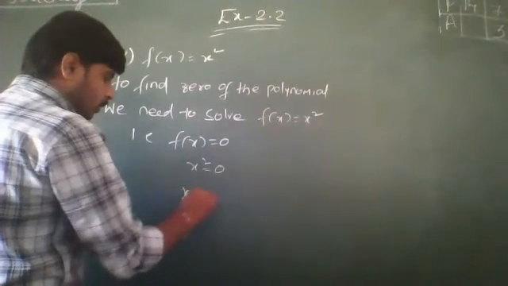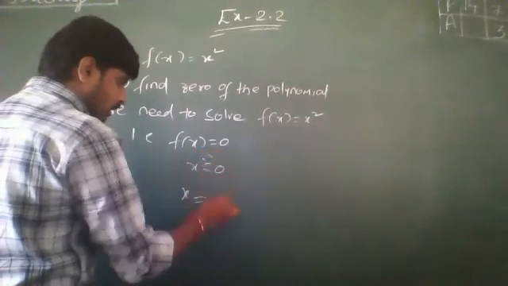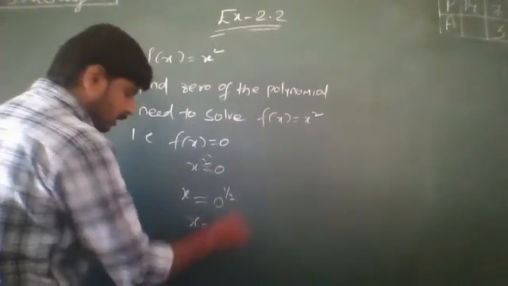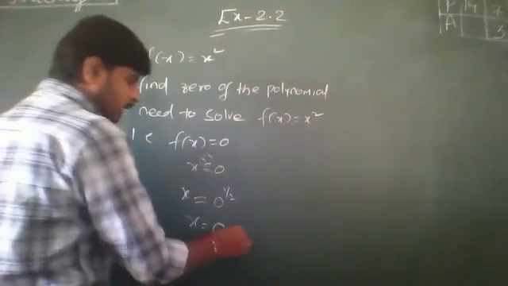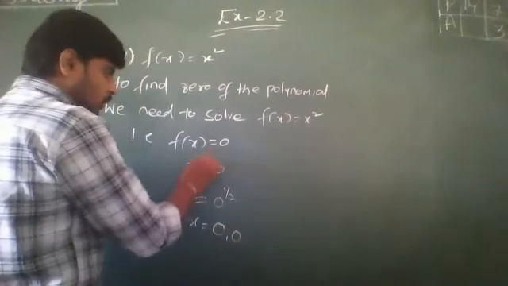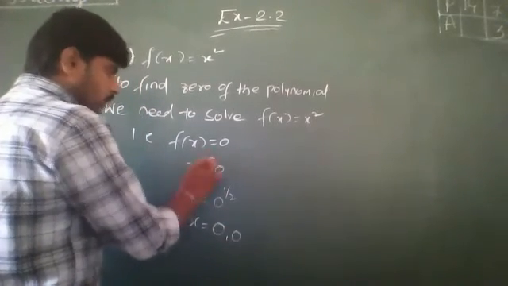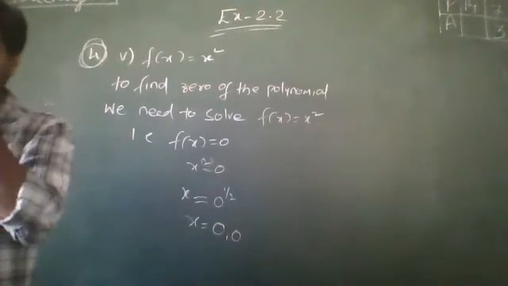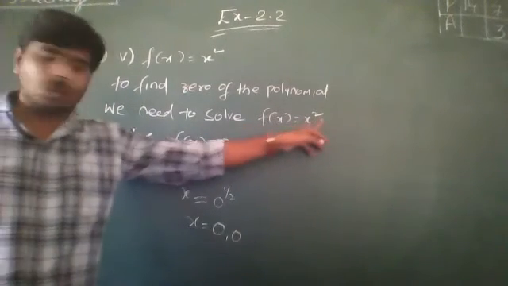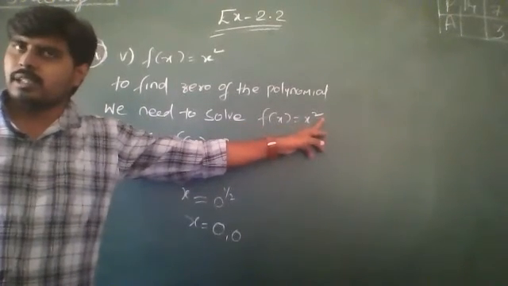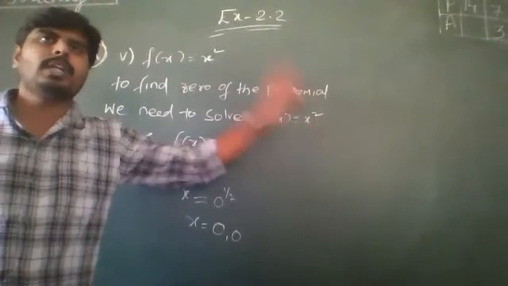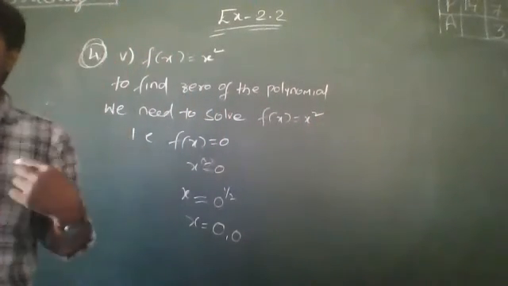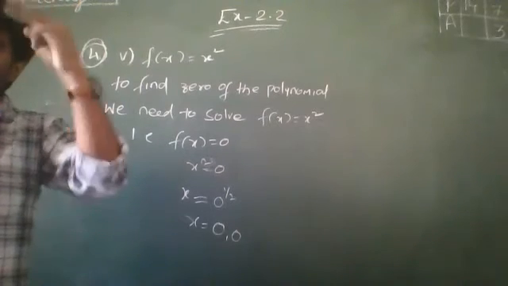If you transpose this square to this side, it becomes 0 power 1/2, which gives x is equal to 0. We need to get 2 zeros because x square is a quadratic polynomial, right? The degree is 2, so it is called quadratic. We need to have 2 zeros. If the degree is 1, we have only 1 zero. If the degree is 3, we get 3 zeros.